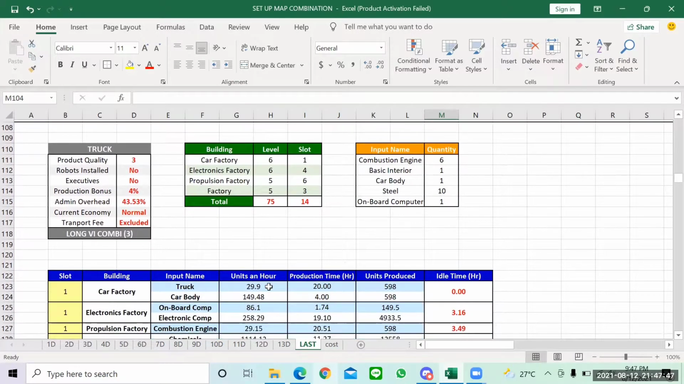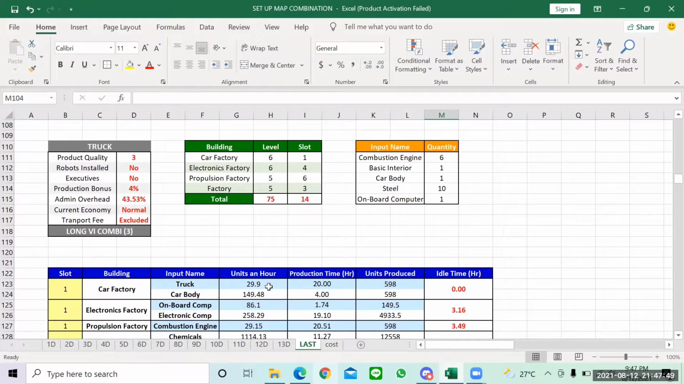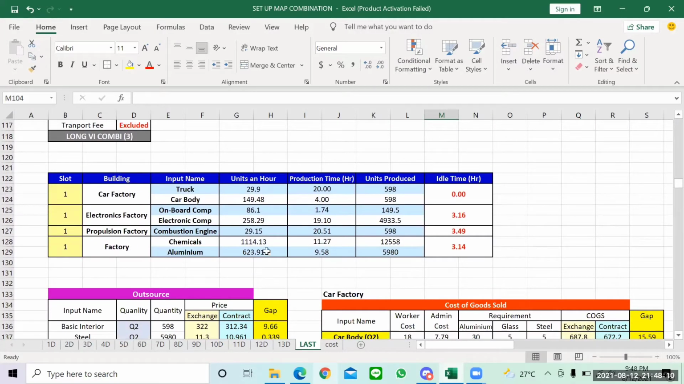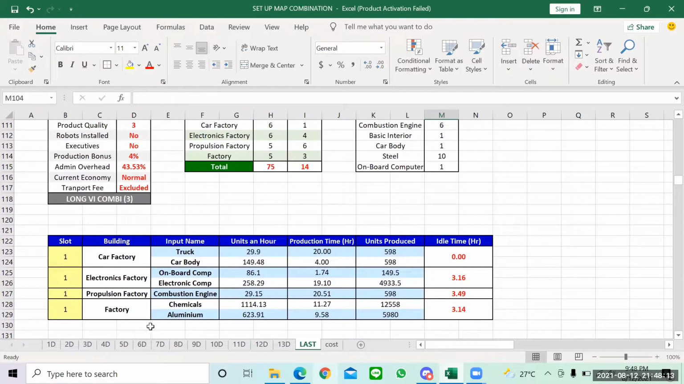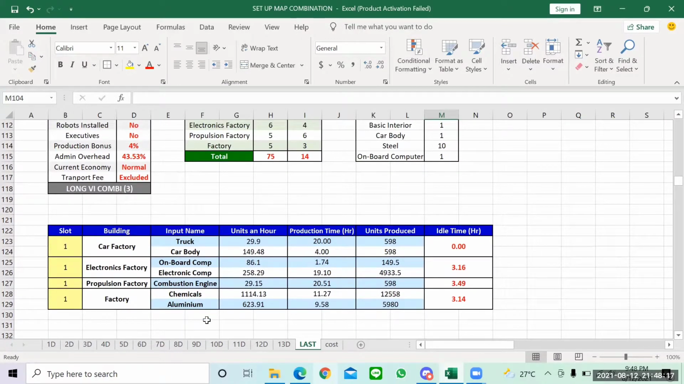And let's go to the third long fee, I mean the last one. It consists of one level 6 car factory, 4 level 6 electronics factories, 6 level 5 propulsion factories, and 3 level 5 factories. The administration overhead is 43%. So for this one, I just removed the steel. Overall it is almost the same as the second long fee.